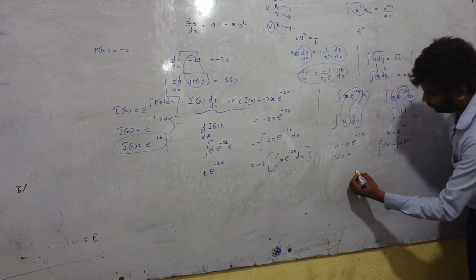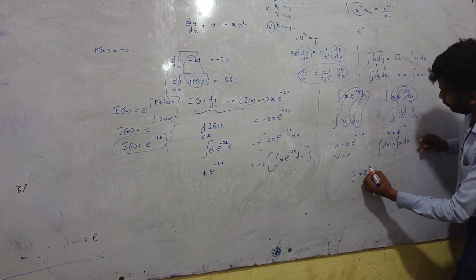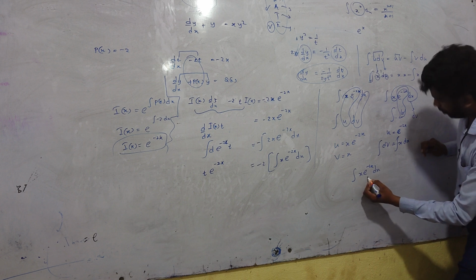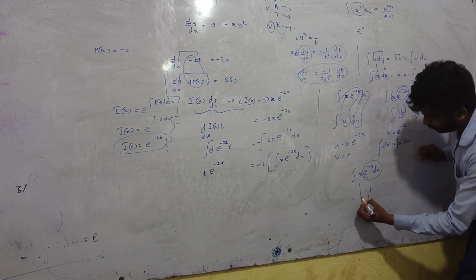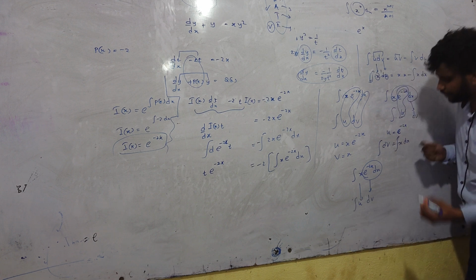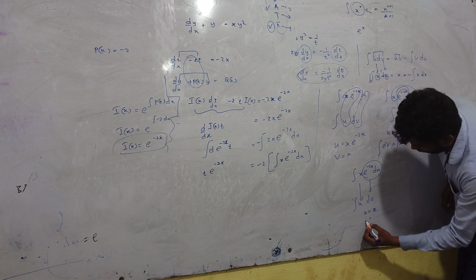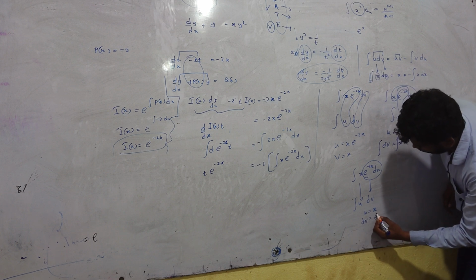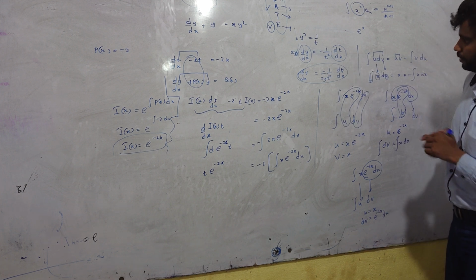What's the other combination? There are some more. We can arrange this further: e to the power minus 2x dx. We didn't keep this as dv. We can keep this as dv and this as u. So which is the correct combination? dv is e to the power minus 2x dx. What is the correct combination among these?